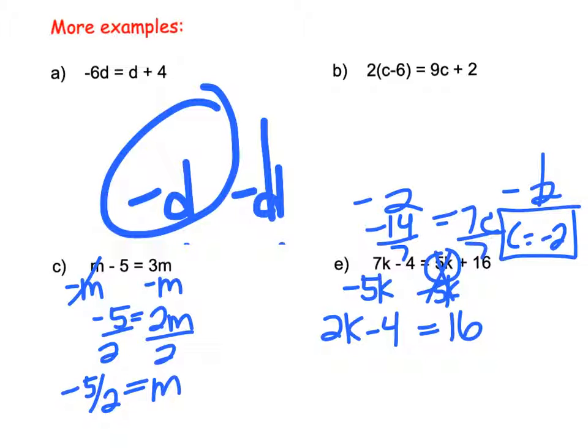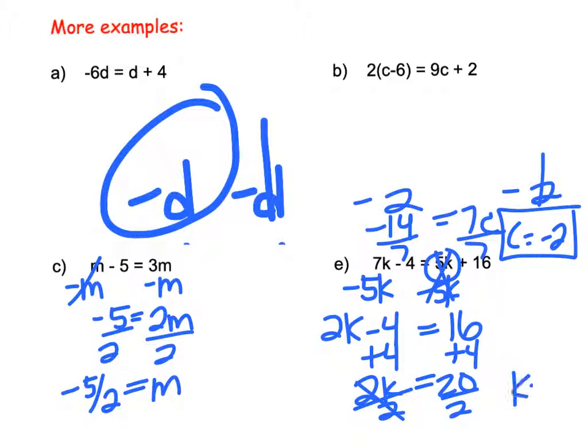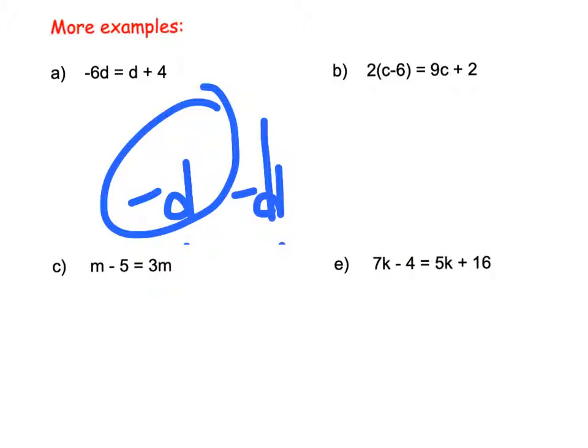Finish up by moving my constant over to the other side by adding 4 to both sides. And then divide by 2 to get k equals 10. And again, all these can be checked by substituting your final answer in for the variables in the original problem.